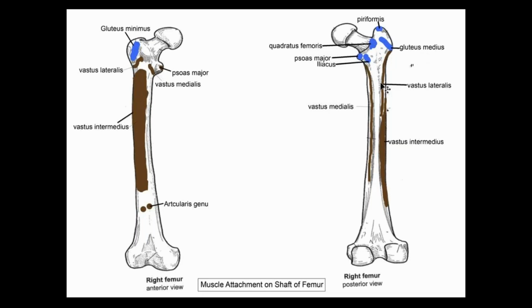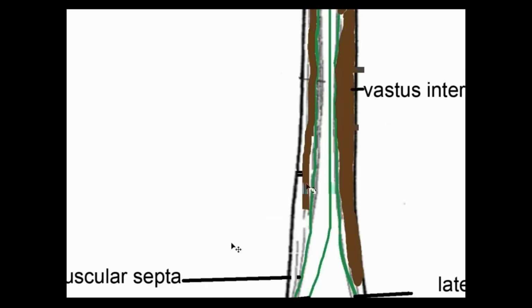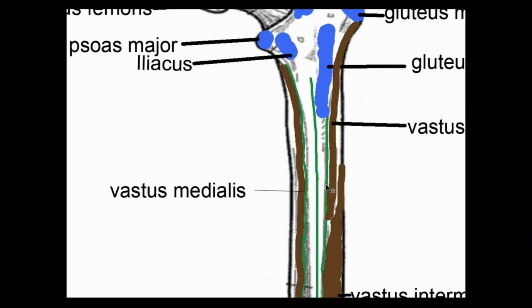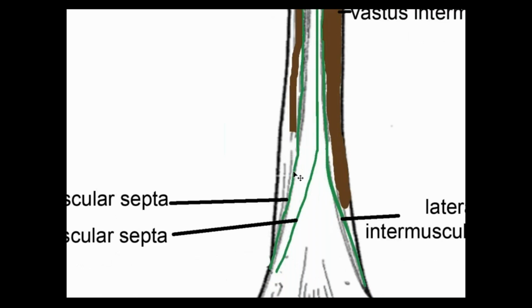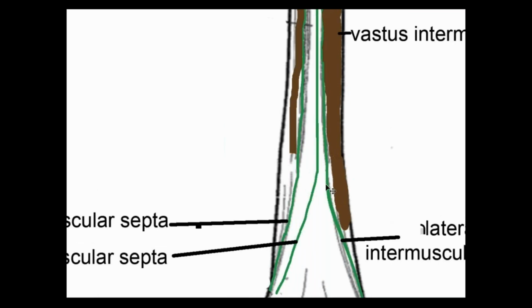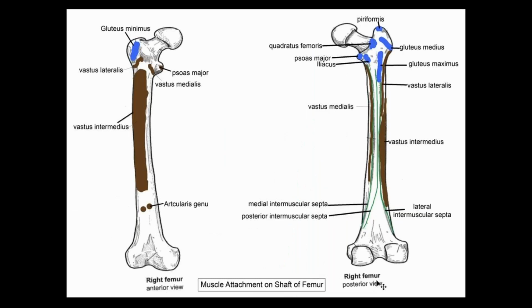Now the next attachments, on the linea aspera. From medial to lateral, first of all, the three intermuscular septa, where do they attach? The medial intermuscular septum attaches on the medial lip of linea aspera. The lateral intermuscular septum attaches to the lateral lip of linea aspera. And in the intermediate region, there is one more lip, the intermediate lip, which gives attachment to the posterior intermuscular septum. So how many septa do we have? 3, right? Medial, posterior, and lateral.